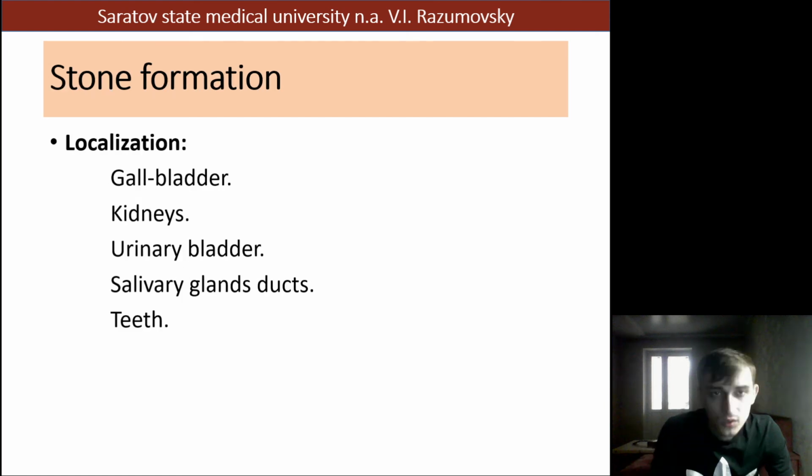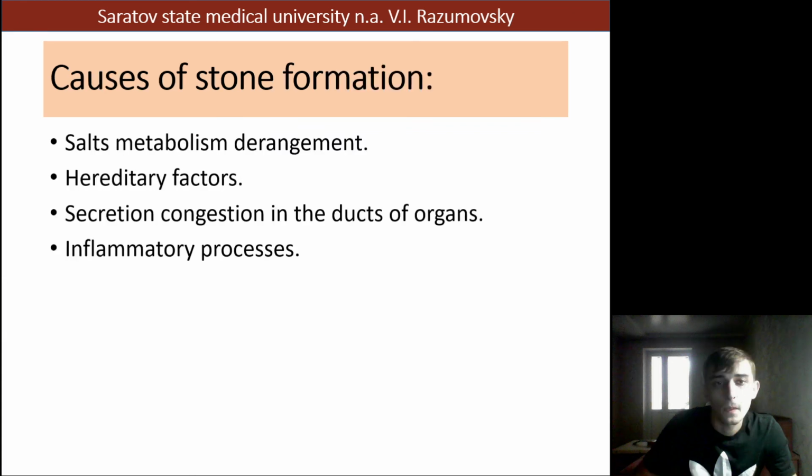And also we should talk today about stone formation. Stones or concrements may localize in the gallbladder, kidneys, urinary bladder, salivary gland ducts, and stomach. Causes of stone formation are salt metabolism disorders, hereditary factors, stasis or congestion in the ducts of organs, and inflammatory processes.